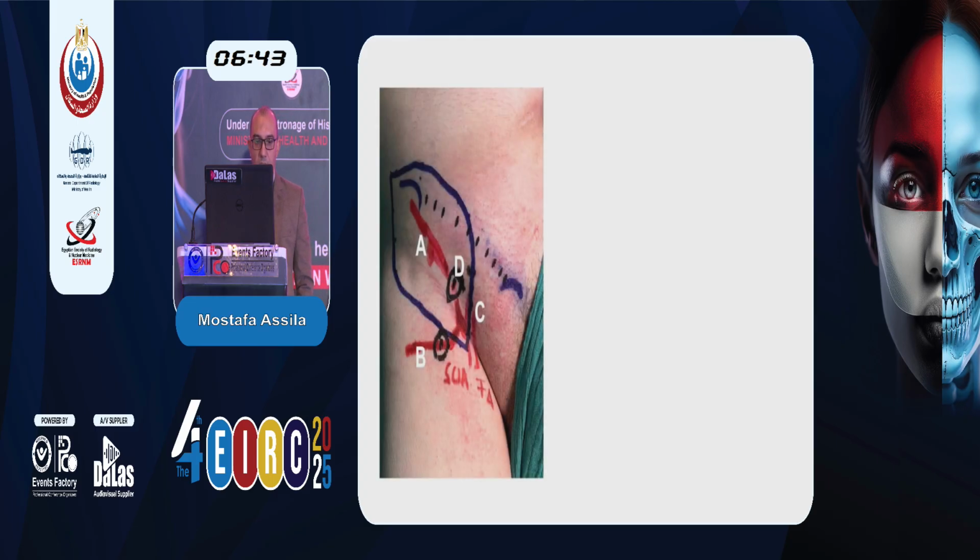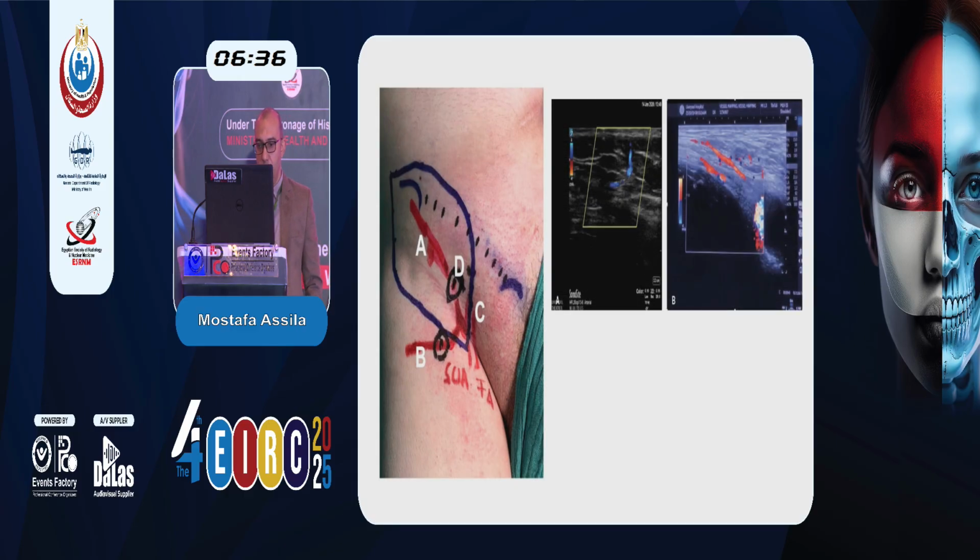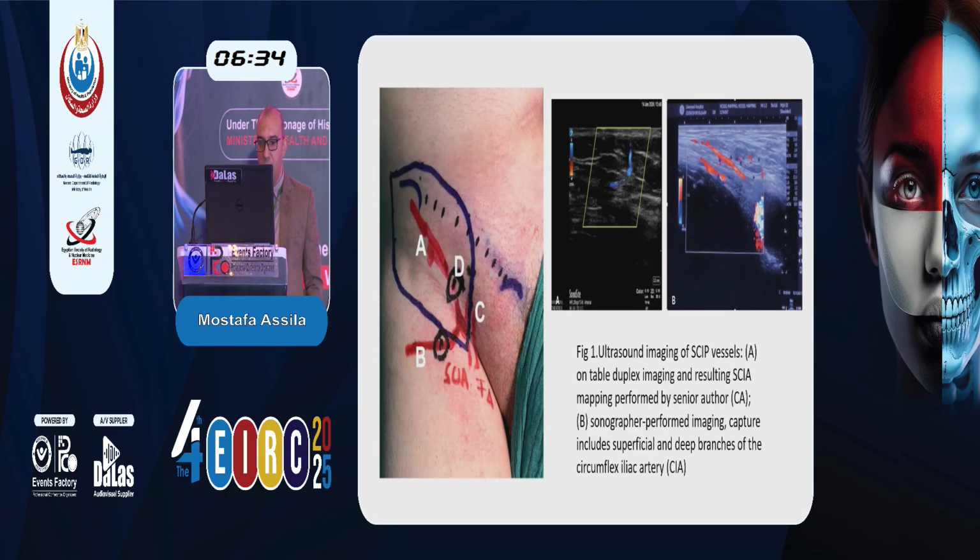Here's the diagram for the flap taken in this ellipse, this is the course of the vessel, and this is the waveform of the vessel. Ultrasound imaging of the superficial circumflex iliac perforator.